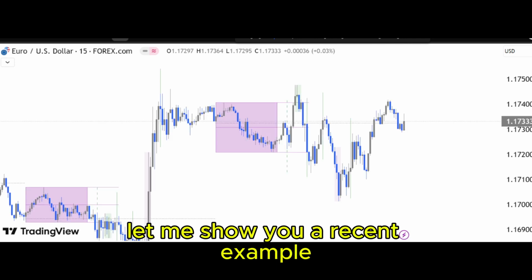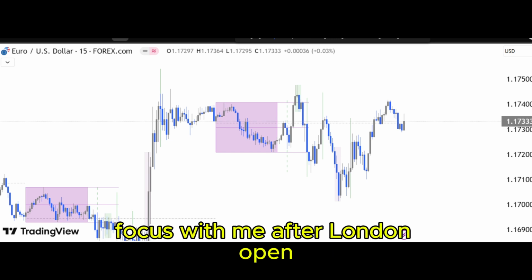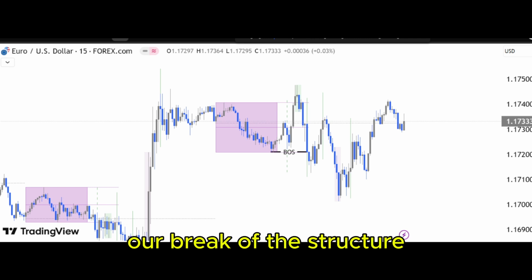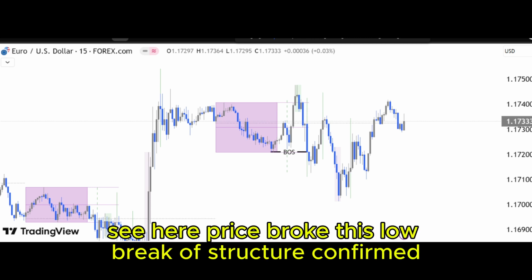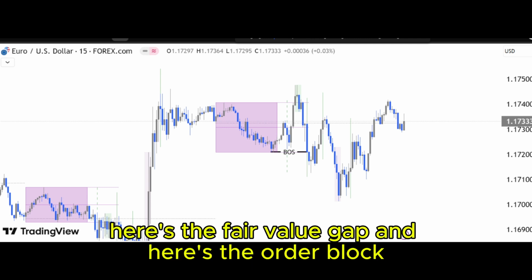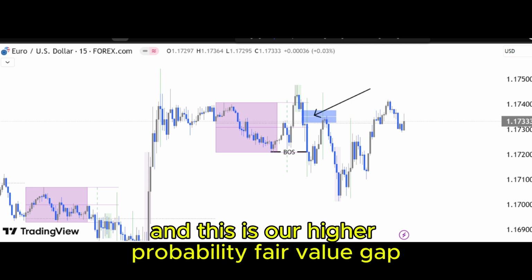Let me show you a recent example. Don't mind these boxes, Asian box, etc. Focus with me. After London Open, first thing we will do on 15 minutes is scout our break of structure. See here, price broke this low. Break of structure confirmed. Now from this high that made the break, here's the fair value gap and here is the order block. This is our order block and this is our higher probability fair value gap.